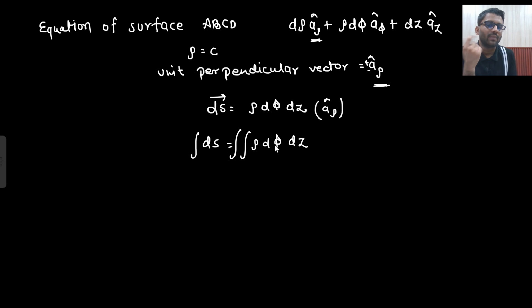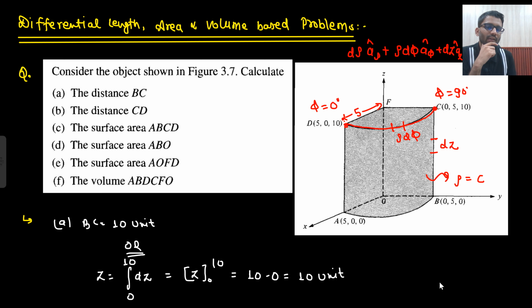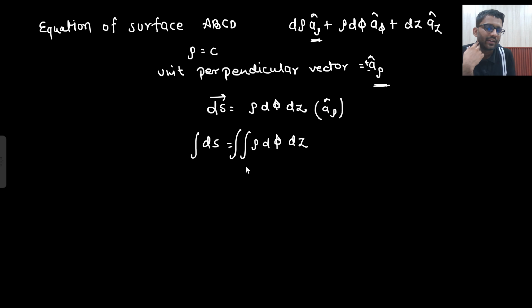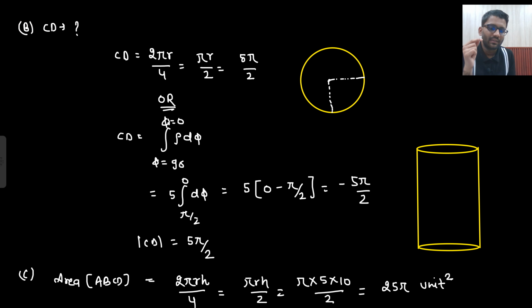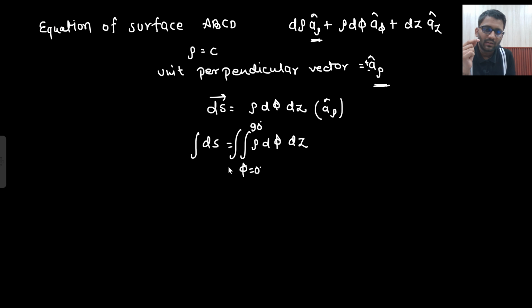That would be the complete surface area. But here two limits will come. The limit of φ will also come, the limit of z will also come. Are you getting this point? On this surface area, what all things are changing? φ is changing from 0 degree to 90 degree. And how is z changing? z is changing from 0 to 10.